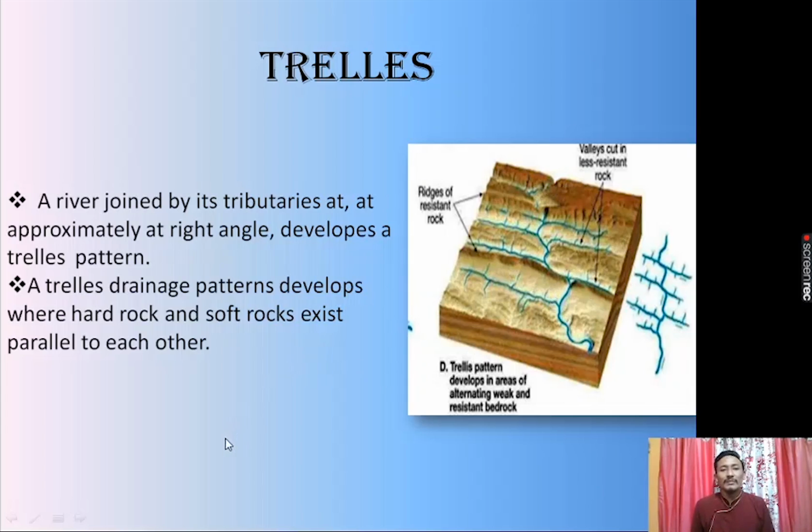The trellis drainage pattern develops where hard rocks and soft rocks exist parallel to each other. This is very important. Let's suppose this particular part is the hard rock and this is the soft rock. The water body gradually erodes the soft rock, cuts through and joins with the main river, making the connection exactly at a right angle. That's why it is called a trellis pattern.